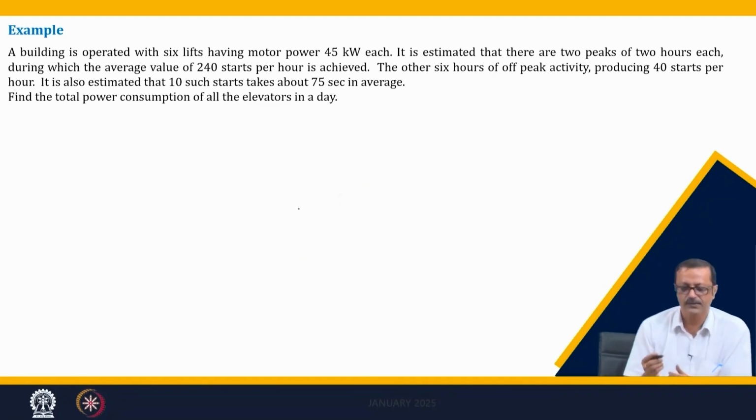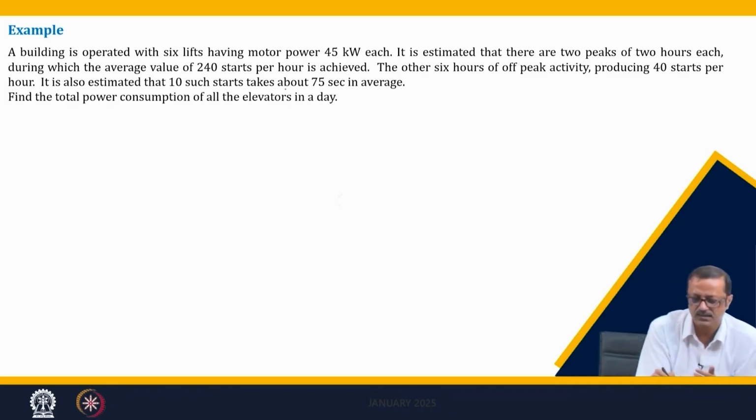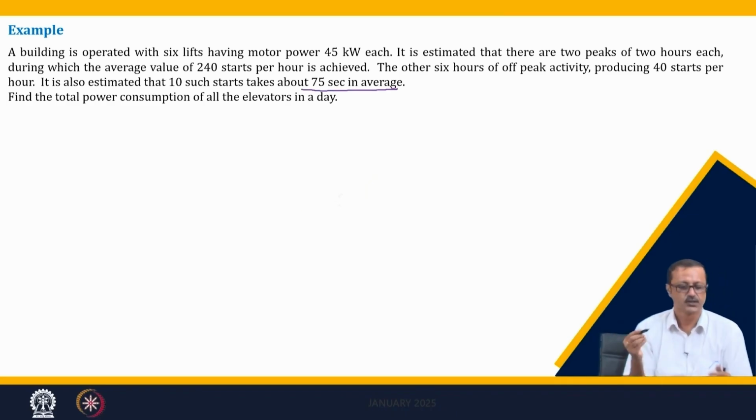So, in another problem I have calculated that one. The average power of the motor is 45 kilowatt, and it is estimated as 2 hours of peak time with 240 starts per hour, and the other 6 hours non-peak time. So, 6 plus 2 plus 2, total 10 hours of operation. In the other 6 hours the starts are almost 40 starts per hour, and we have also estimated that 10 such starts take about 75 seconds on average. So, we have to find out.